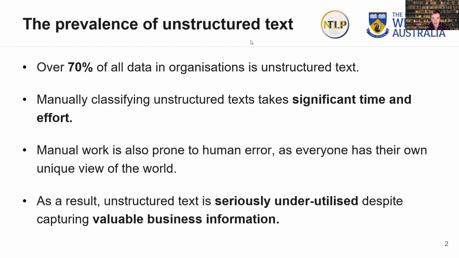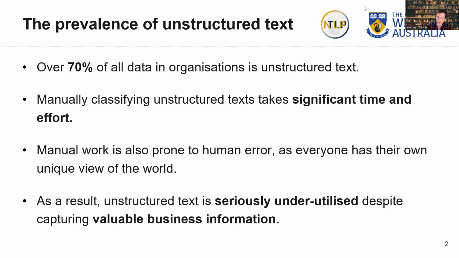So unstructured text is absolutely everywhere, and approximately 70% of all data in organizations is unstructured. But manually classifying these unstructured texts to extract useful information out of them takes significant time and effort. And manual work like this is also prone to human error because everyone has their own unique view of the world. You think of a single sentence, two people might read it and get different meanings out of it. And these issues mean that unstructured text is seriously underutilized, even though it captures really valuable business information.